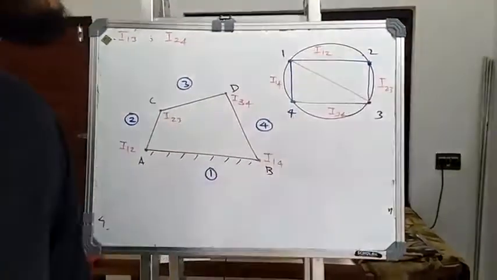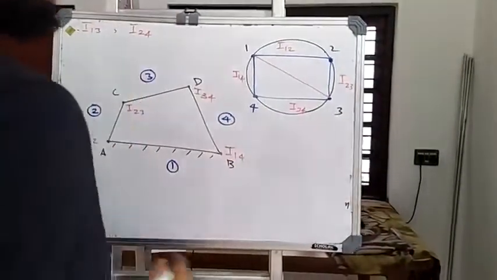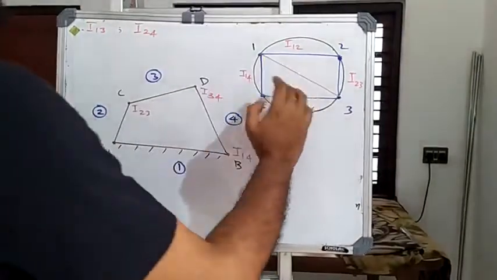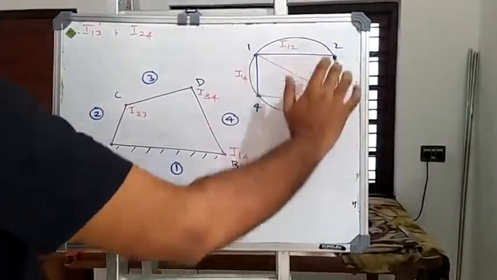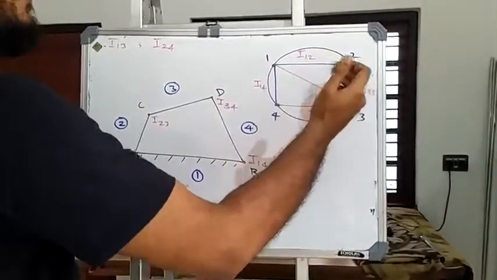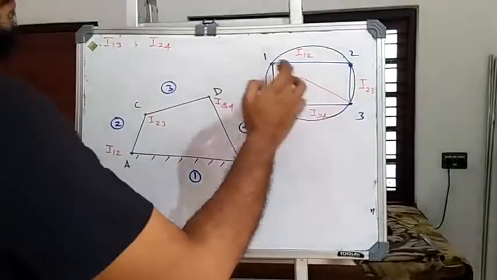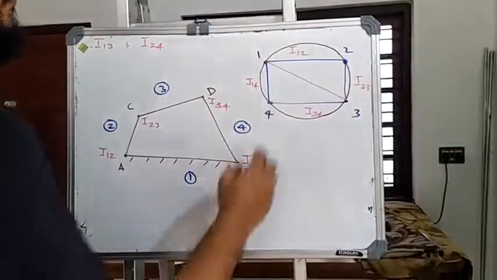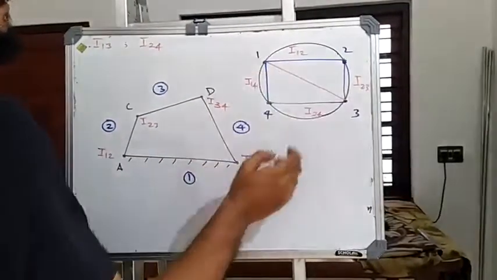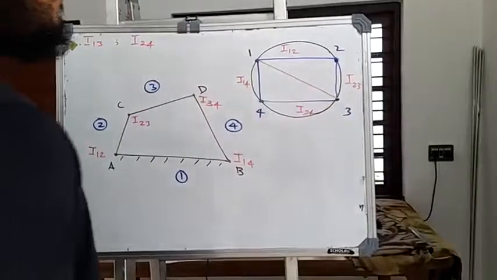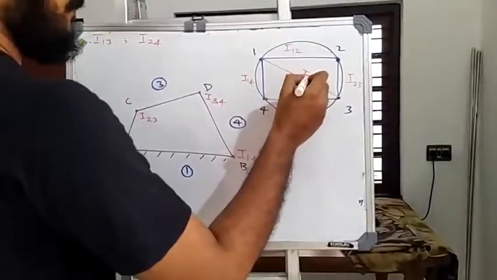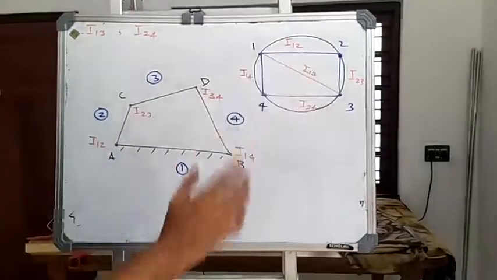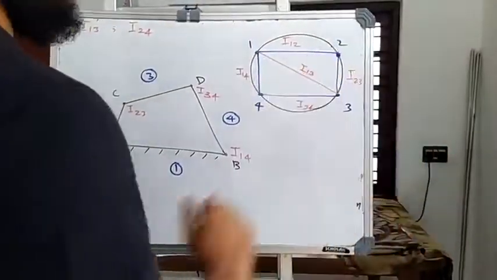Now this line represents I13. How are you going to locate the I center I13? This line divides this parallelogram or rectangle into 2 similar triangles, triangle 1, 2, 3 and triangle 1, 4, 3. So if this line has to represent I13, that means I13 will be located at an intersection point.